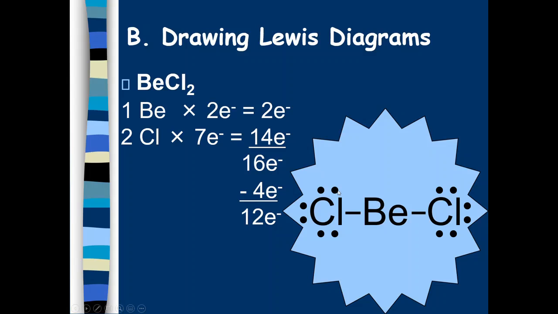Each chlorine has 1, 2, 3, 4, 5, 6, 7, 8 electrons around it. And beryllium has 1, 2, 3, 4 electrons around it. So again, there's no need to go on to form double or triple bonds.